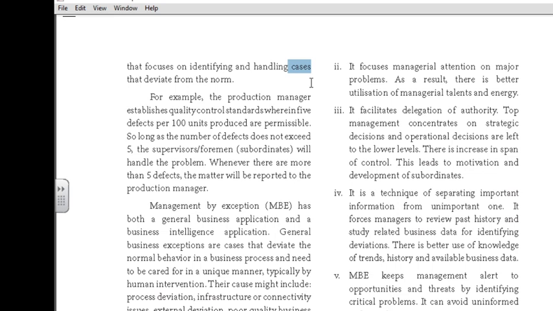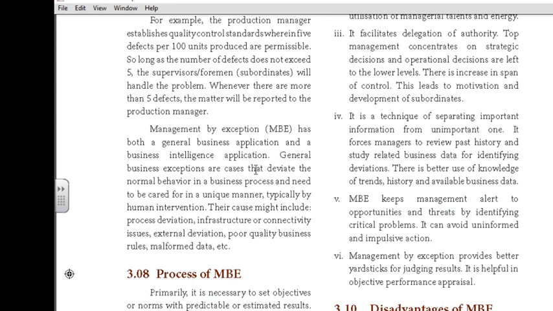Wherever there are more than 5 defects, the matter will be reported to the production manager. I think this example made it very clear. If the problem persists within the limit, there is no problem. If it exceeds, it means we have to take action. So MBE applies to both general and business applications and business intelligence, where cases deviate from the normal behavior.